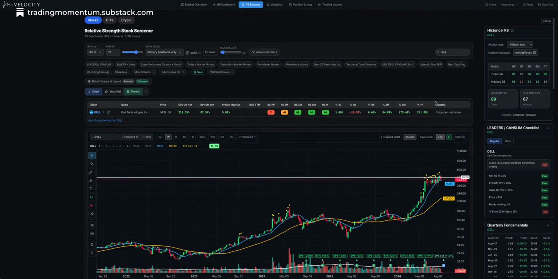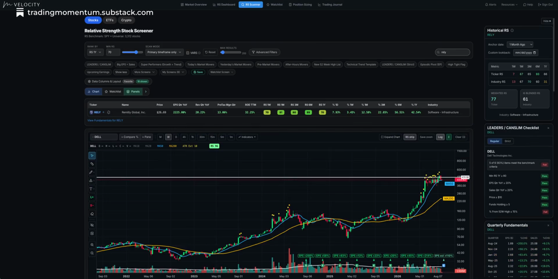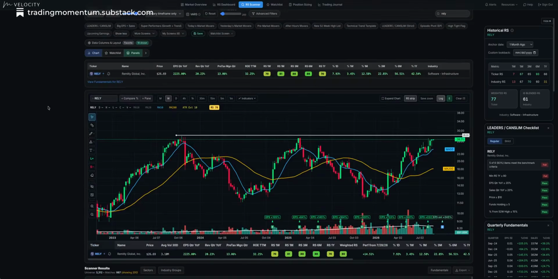But usually, going back to Relay, you notice I have a strong 6 month, a strong 3 month, a strong 1 month. So I'm still seeing an acceleration. I'm still seeing some good relative strength, right? And it's been strong over this period here.